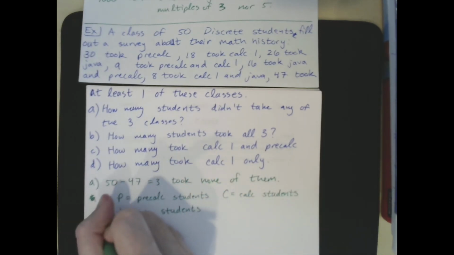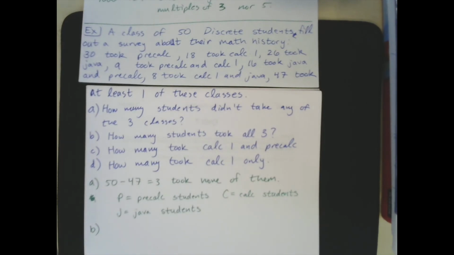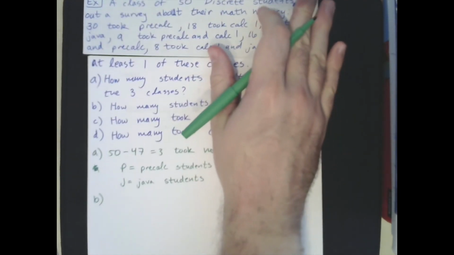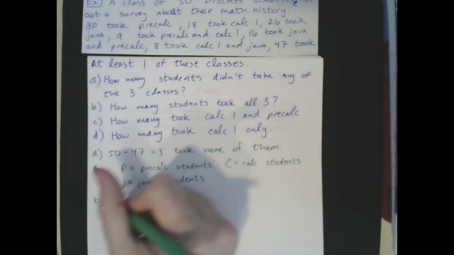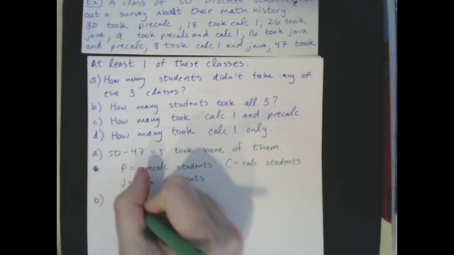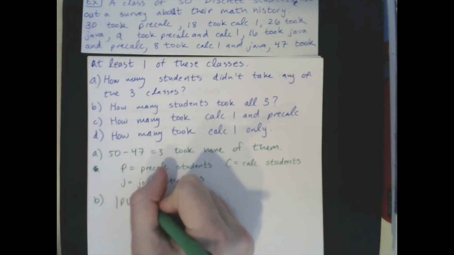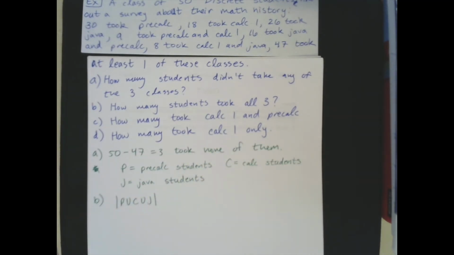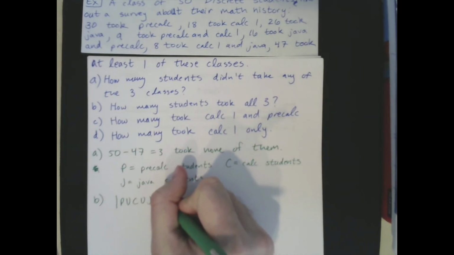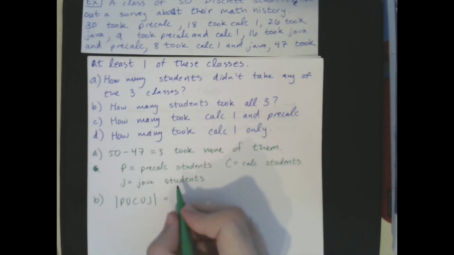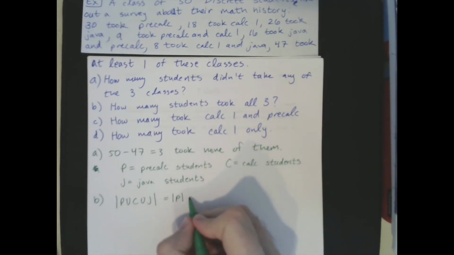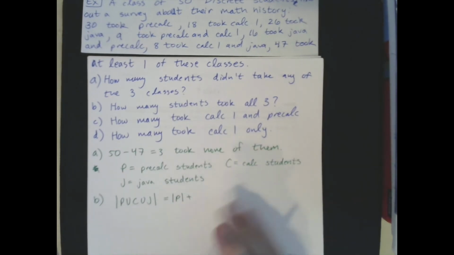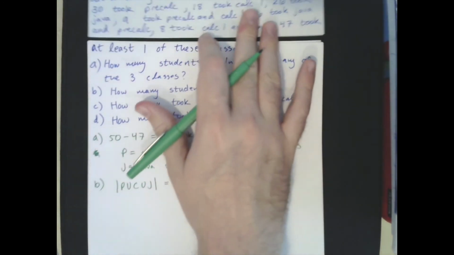So in part B, we want to know how many students took all 3. So we want to know what the size of P union C union J is. Oh, I said we wanted to know this. We don't want to know this, but we're going to use this for a reason.